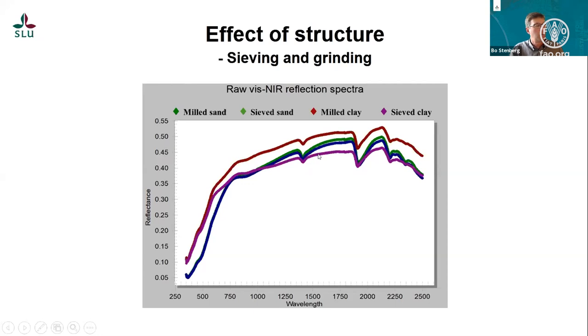More of the light energy is scattered. But when we put it through a ball mill, we have a very, very smooth surface, and more of the energy is reflected. So that's a kind of albedo effect, which is not really what we're after. And as you can understand, when we compare different types of soil, this albedo effect will be the main thing that will be seen. So we really would like to get rid of that.